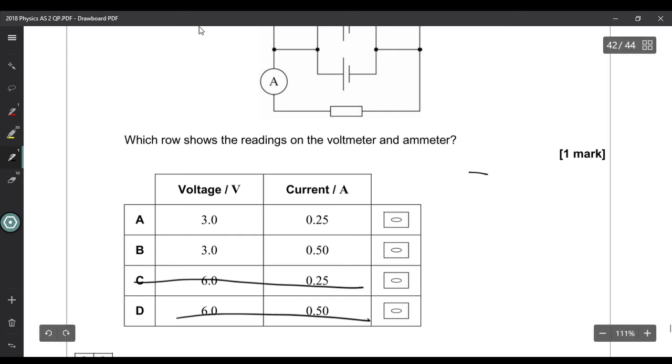We also know that current equals V over R. So we know the voltage is going to be 3. We've been told that the resistance is 12. So current is going to be 0.25. So our answer to this one is going to be A.